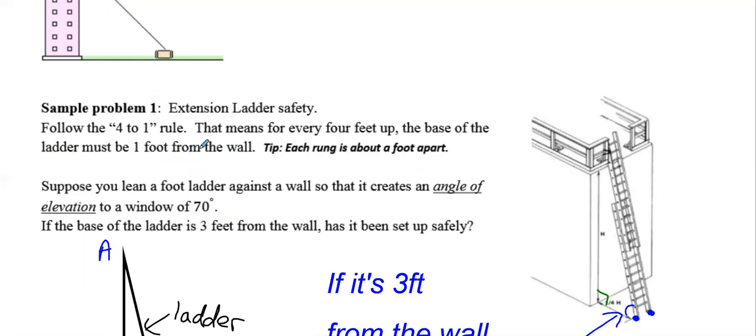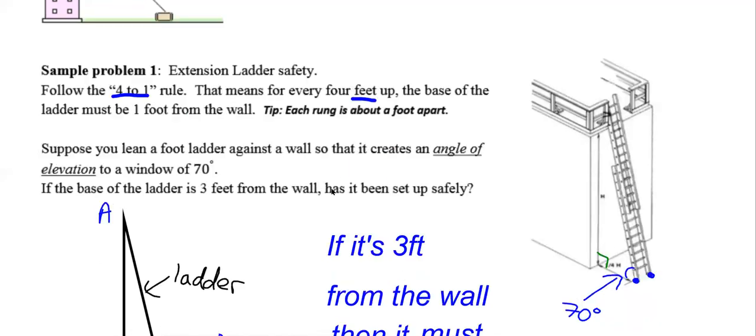Now with every sample problem, sometimes it's best to try to get some reference image if you can. So the ladder safety rule is 4-to-1. So what that basically means, for every 4 units up, the base of the ladder, or the bottom of the ladder, which is down here, which is what I'm pointing to, has to be 1 unit away from the wall. Now I say unit because the measurement here is in feet, could be meters, could be centimeters. It's just a ratio. That's all it is. Okay, just think of it that way.